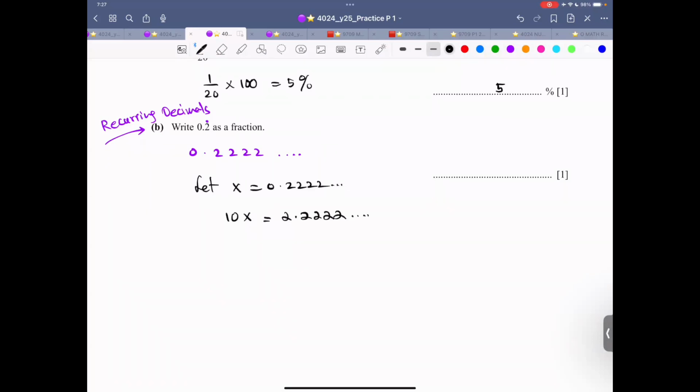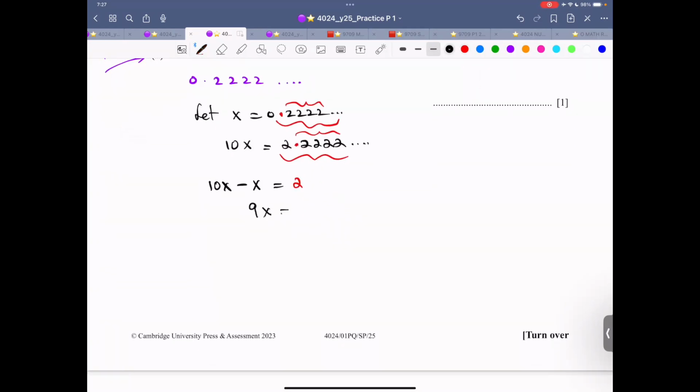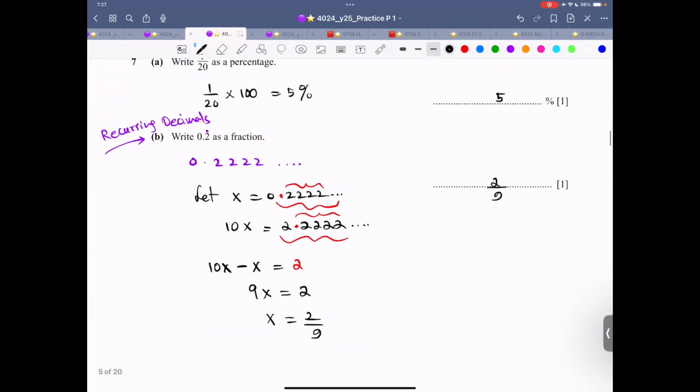That is 2.2222 and so on. So now when I subtract 10x minus x, so this thing and this thing, when subtracted, after the decimal it's exactly the same. So I'm simply left with a 2 over here. Got the idea? So therefore, 9x equals 2 and x is 2 over 9. That is how you write this as a fraction. So there are many more other examples over there. Do have a look.